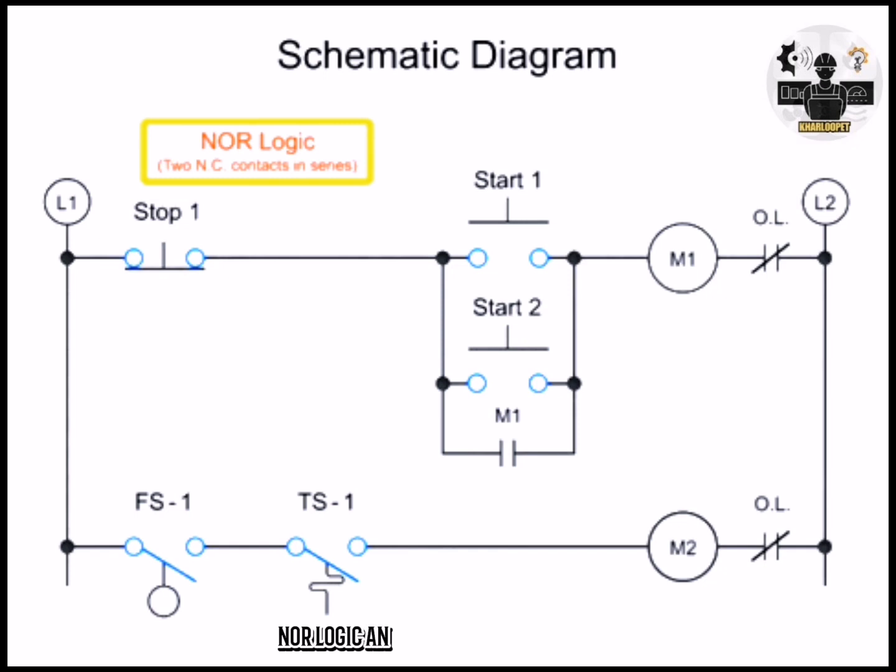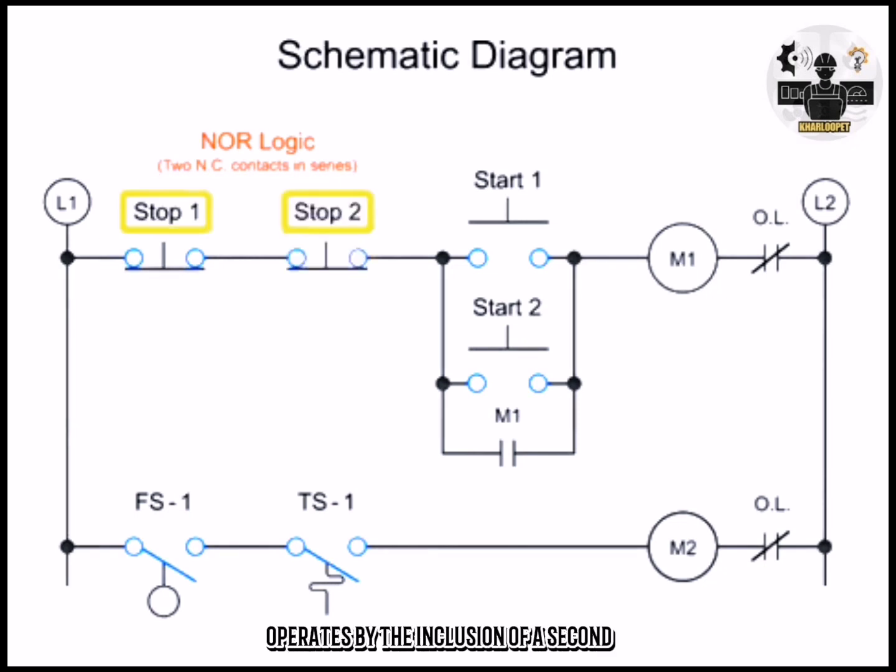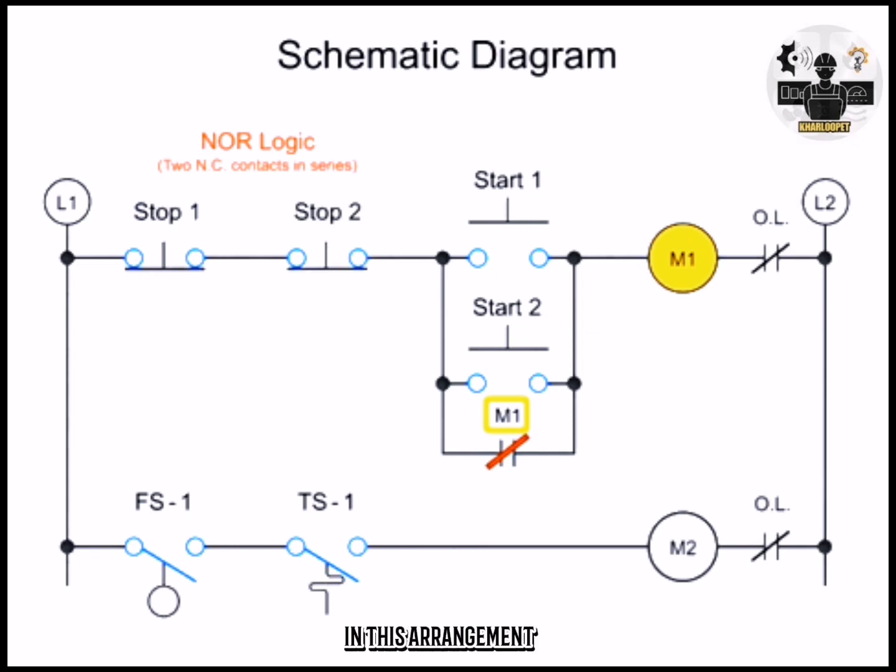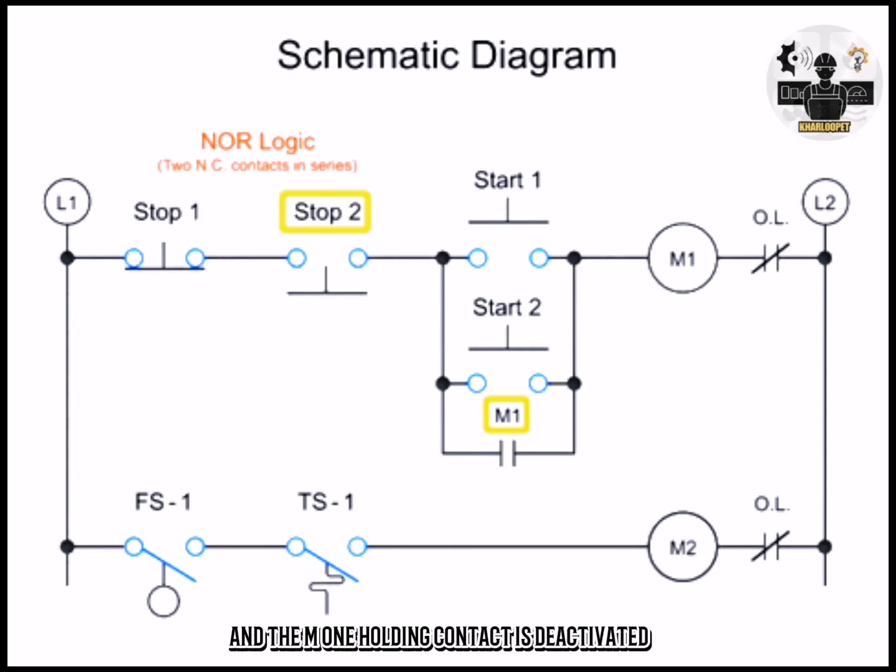NOR logic, an extension of NOT logic, operates by the inclusion of a second normally closed push button in series. In this arrangement, when pushing stop button 1 or stop button 2, the M1 coil is shut off, and the M1 holding contact is deactivated.